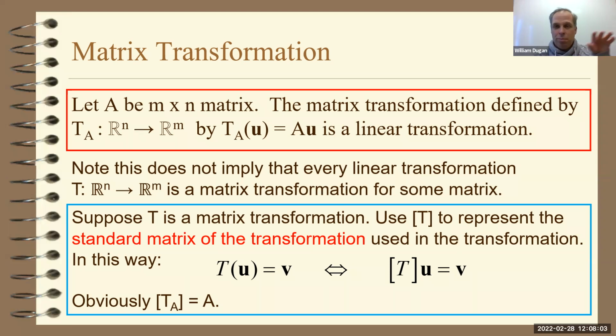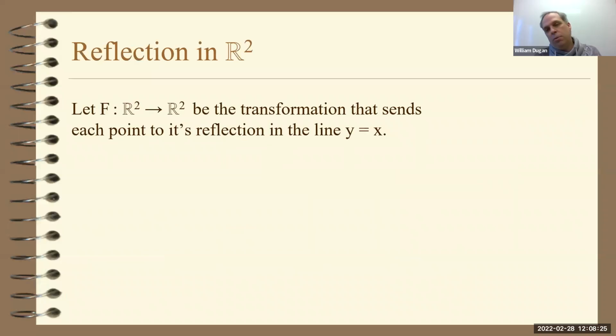So these two things imply each other. So T is the function, the name of the function. But the T with the brackets around it, that's a matrix, and you can multiply it on the left to the vector u to get the vector v. Obviously, then, if you do have a matrix transformation, T sub A, then the standard matrix for that transformation is just the matrix A.